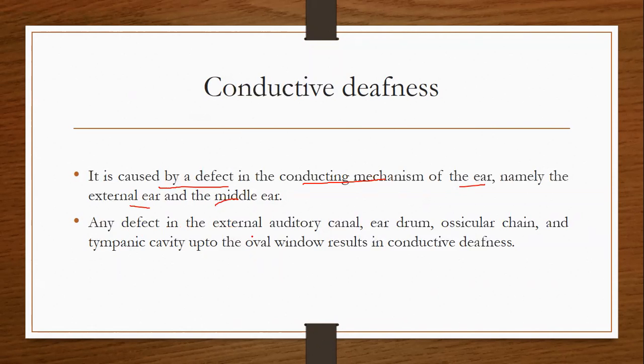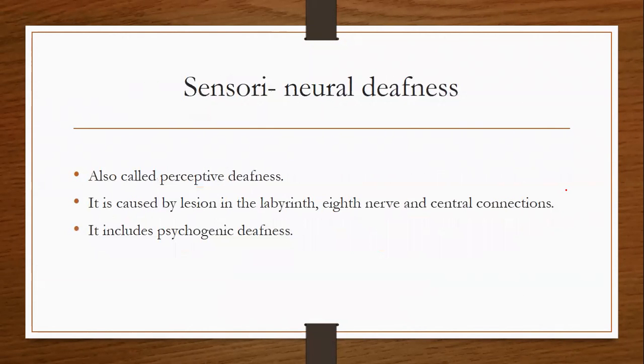Any defect in the external auditory canal, eardrum, ossicular chain, and the tympanic cavity up to the oval window results in conductive deafness. The external auditory canal is a part of the external ear. The eardrum is a partition between the external ear and the middle ear. So any changes in the external ear and the middle ear can result in conductive deafness.